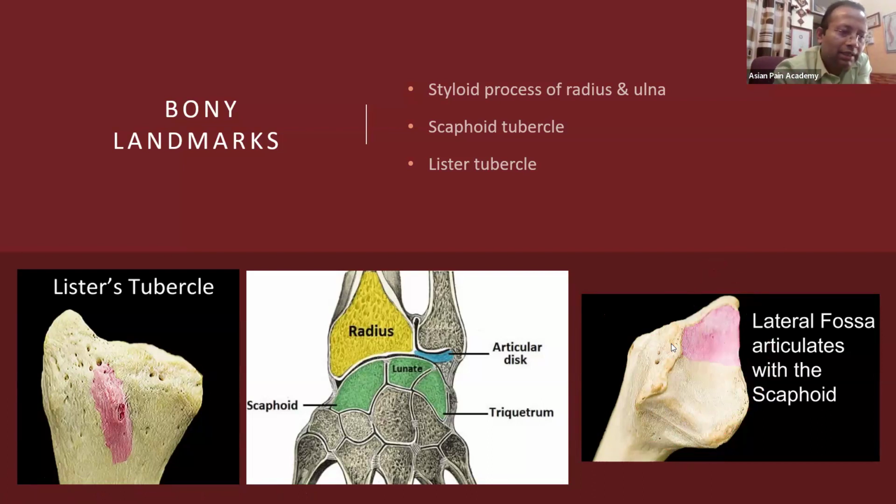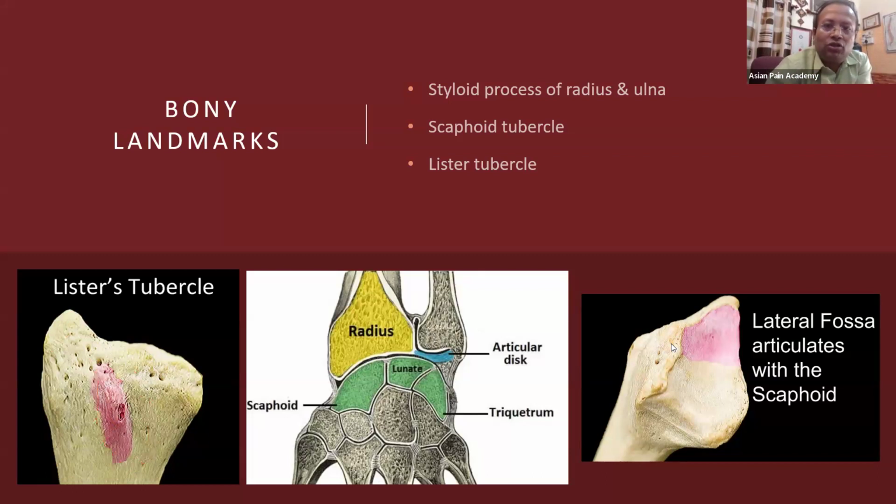Another important thing is Lister tubercle. This is found at the lower end of the radius, in the dorsal surface. You can palpate it there. You can start from the styloid process of radius, and then gradually come medially to feel this Lister tubercle. This tubercle is very important.